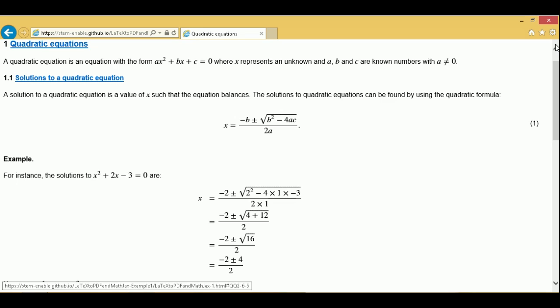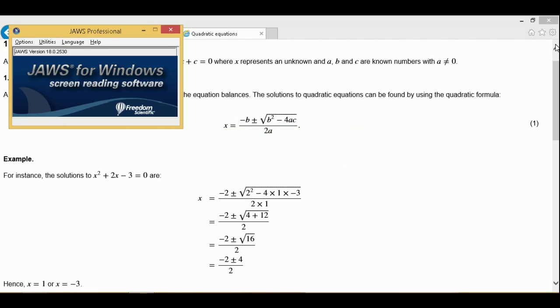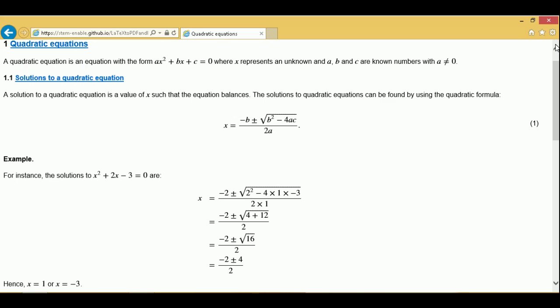A quadratic equation is an equation with the form a x squared plus bx plus c equals 0 math. Enter. Math content. Math viewer. Equation navigation. To move between partial expressions, press the arrow keys. To interact with a table, press enter. A x squared plus bx plus c, a x squared. No more terms at this x squared plus bx plus c equals 0. Escape. Quadratic equations dash Internet Explorer.